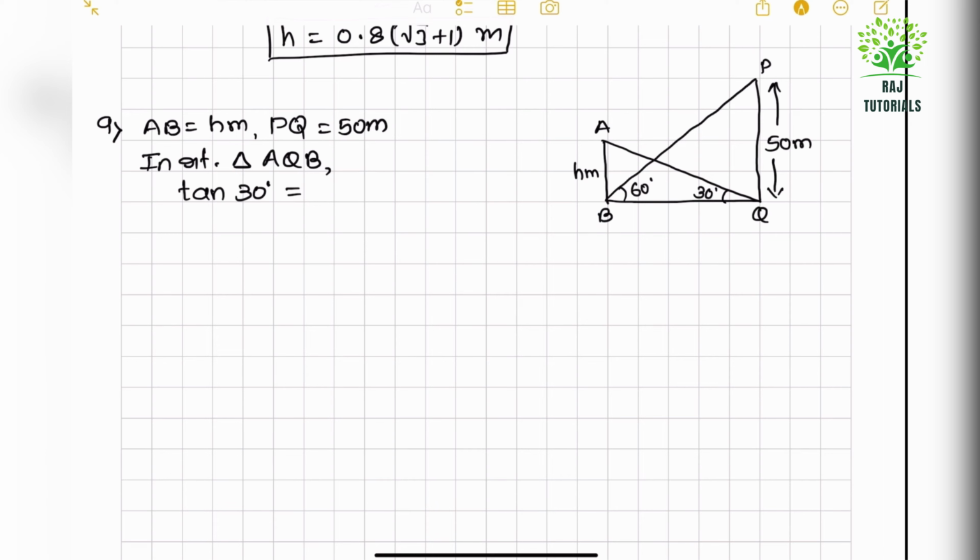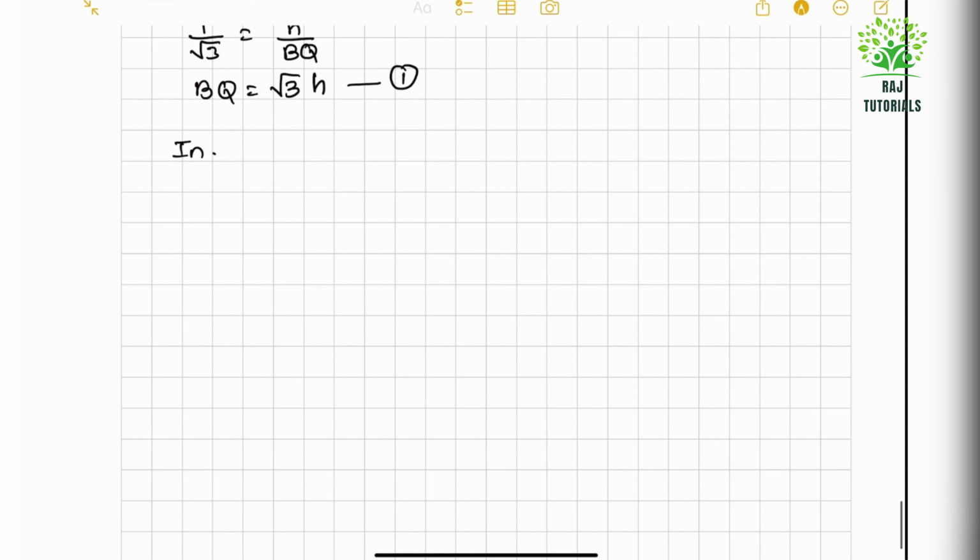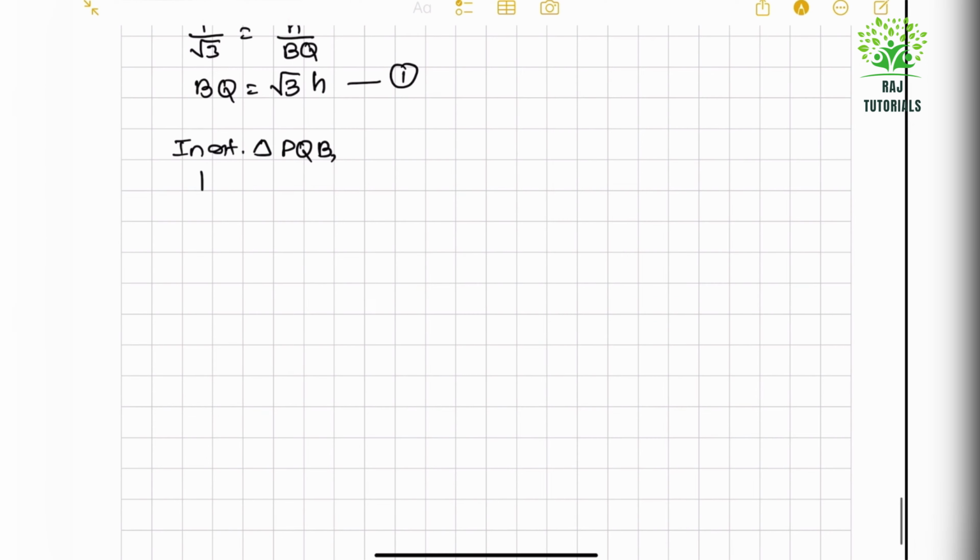Now in right triangle AQB, I can say tan 30 will be equal to AB upon BQ. So tan 30 will be 1 by root 3 equal to h upon BQ. So BQ equal to root 3 h. That is one number equation.